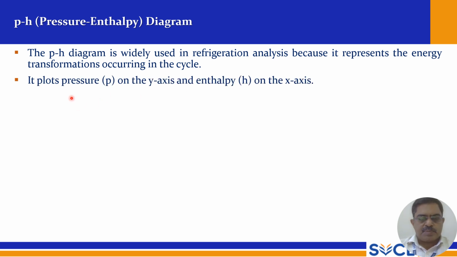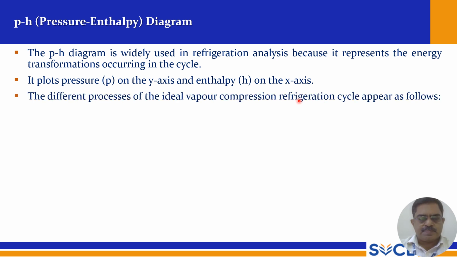It plots pressure P on the y-axis and enthalpy H on the x-axis. So it is a two-axis diagram, with pressure on the y-axis and enthalpy on the x-axis. The different processes of the ideal vapor compression refrigeration cycle appear as follows. This same thing we have discussed in an earlier session, how the four processes are taking place.